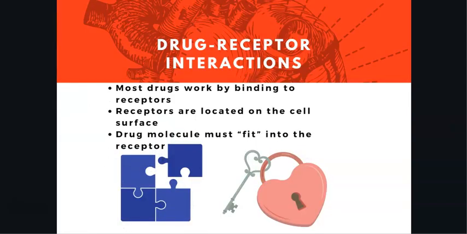So first, there are drug receptor interactions. Most drugs work by binding to receptors. And receptors are located on the cell surface. So the drug molecule must fit into the receptor. It's kind of like a lock and key effect. So remember that drugs work by binding to receptors, and receptors are located on the cell surface. And it's got to be like a lock and groove or a puzzle piece. That drug molecule must fit into the receptor.